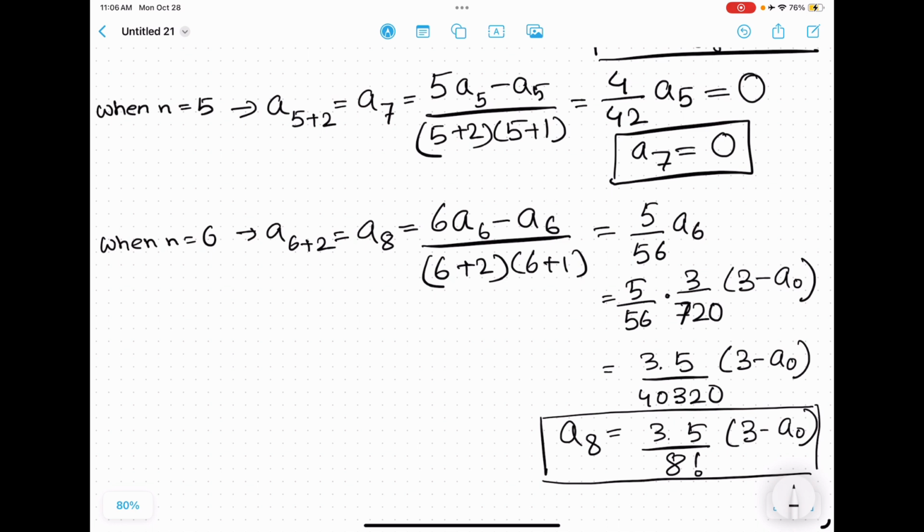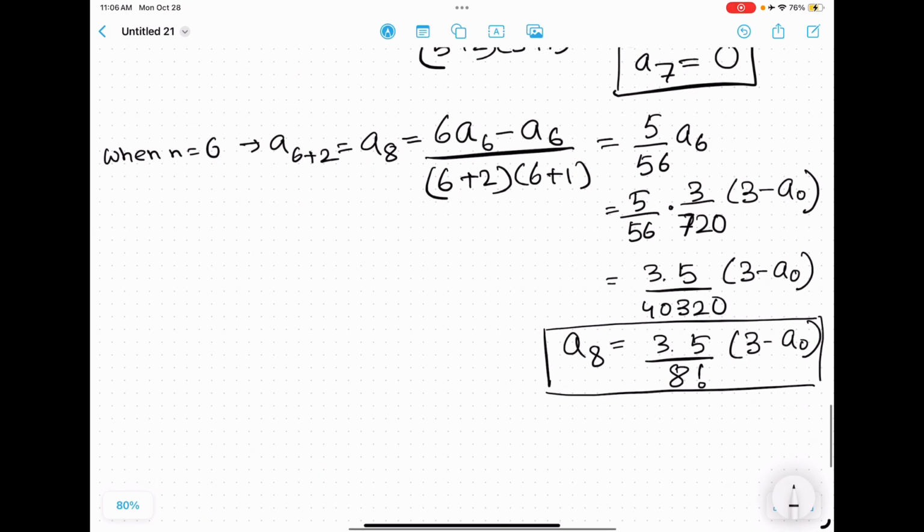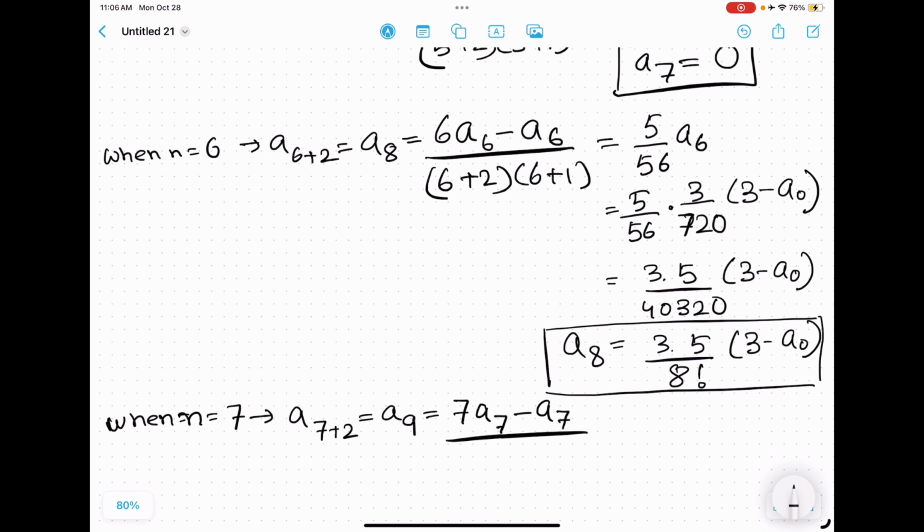Okay. And then I have my n equals 7, my bad. That is a sub 7 plus 2, which is a sub 9, equals 7a sub 7 minus a sub 7 divided by 7 plus 2 times 7 plus 1. And I know that this is a 0 because my a sub 7 is a 0. Okay, so that means my a sub 9 is a 0.